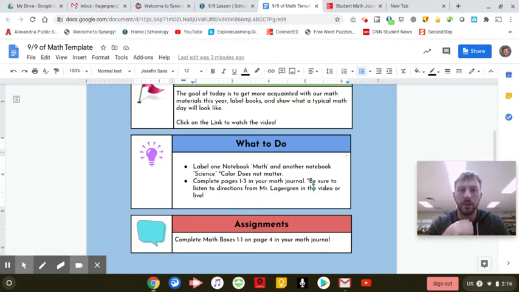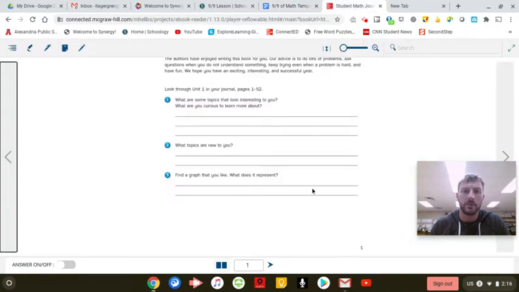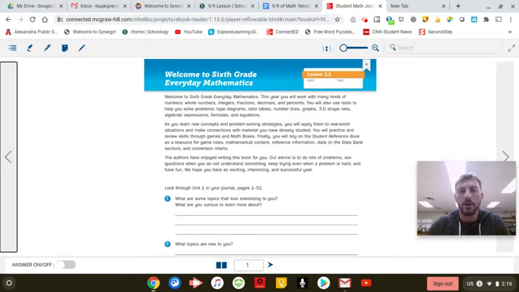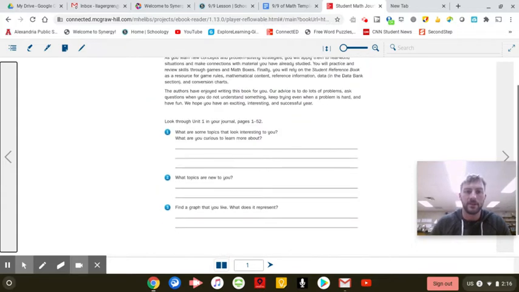And then another thing you're going to do today is complete pages 1 through 3 in your math journal. If you want to take those out right now, I'm going to flip to those as well, and we can go through those together. So I'm going to flip to page 1 in your math book, and it's a welcoming statement. I'm not going to read it, but it goes through the things we cover this year. And then it wants you to answer these 3 questions.